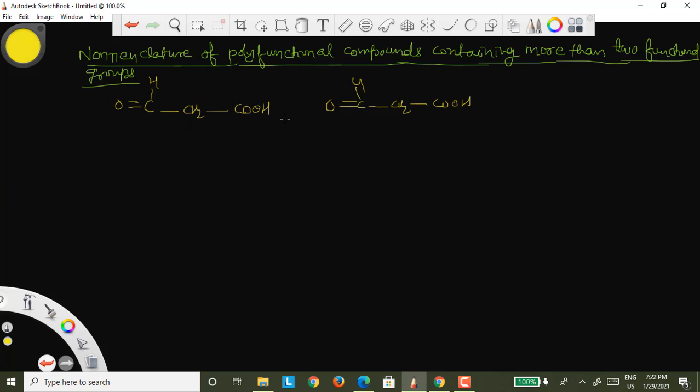Next is nomenclature of polyfunctional compounds containing more than two functional groups.